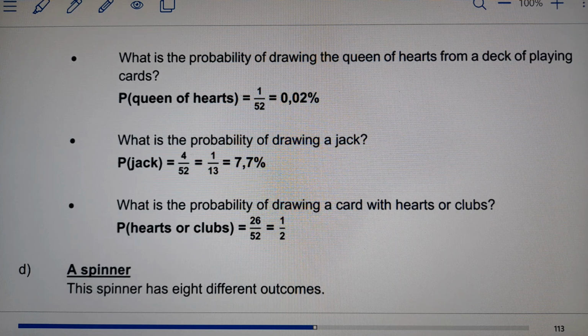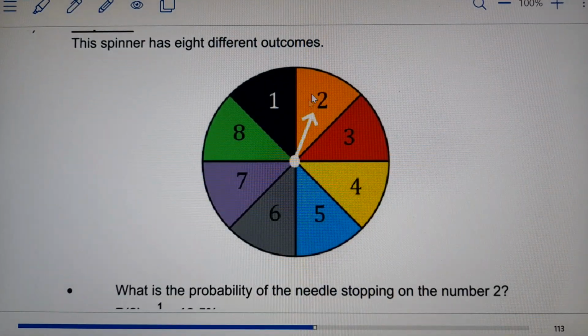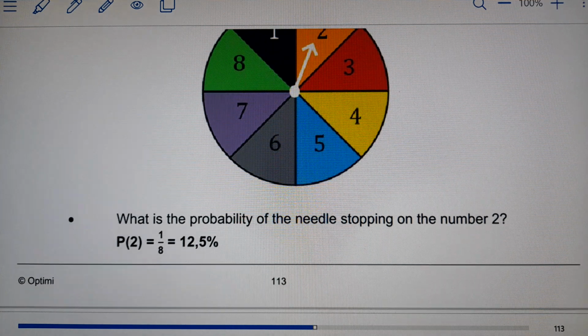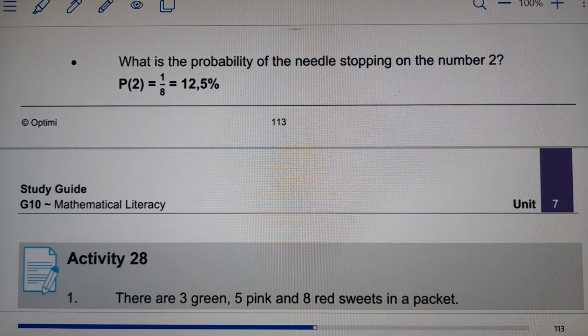So let's look at the spinner. This spinner has eight different outcomes, numbers 1 to 8: 1, 2, 3, 4, 5, 6, 7, 8. So what is the probability of the needle stopping on number 2? Okay, how many 2's do we have? 1 over, what are the total outcomes? 8. So it's 12.5%. It is improbable. Okay, anything less than 25 is improbable.